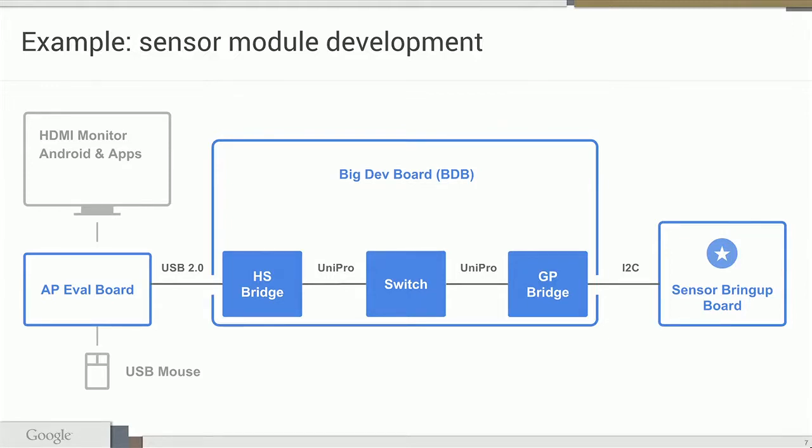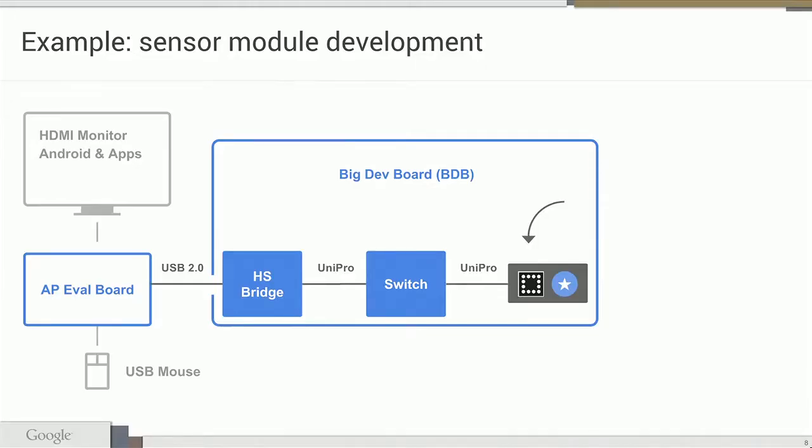It takes the data from the Unipro messages and transports it over USB 2 to your application processor evaluation board on the left. Connected to the application processor eval board, you can have your keyboard and mouse and a monitor that's running Android and your apps.